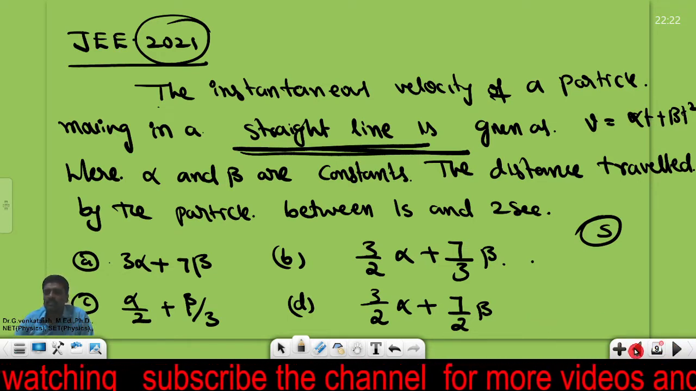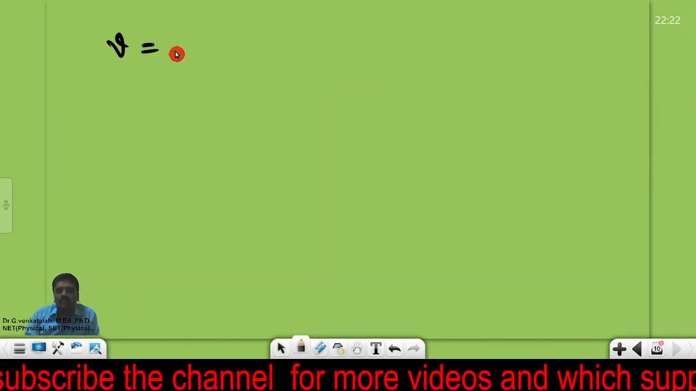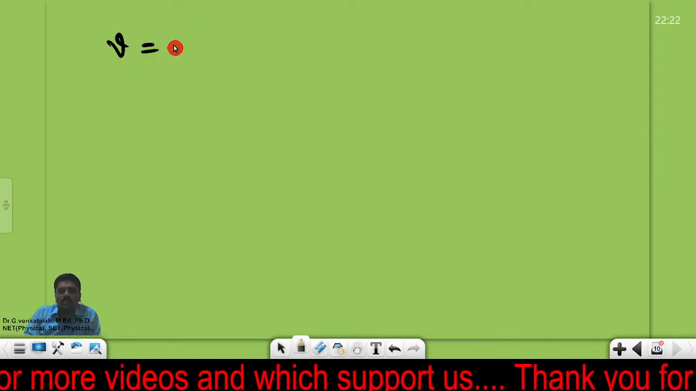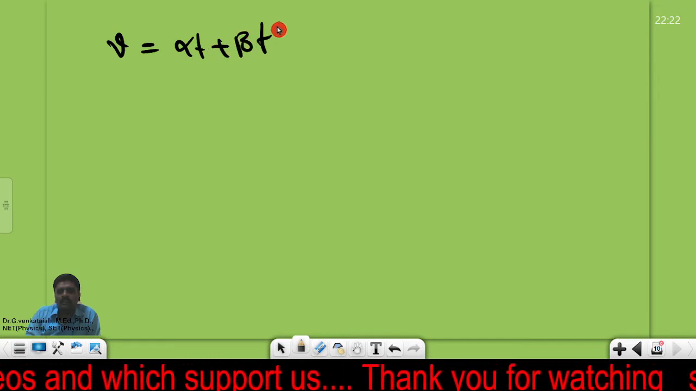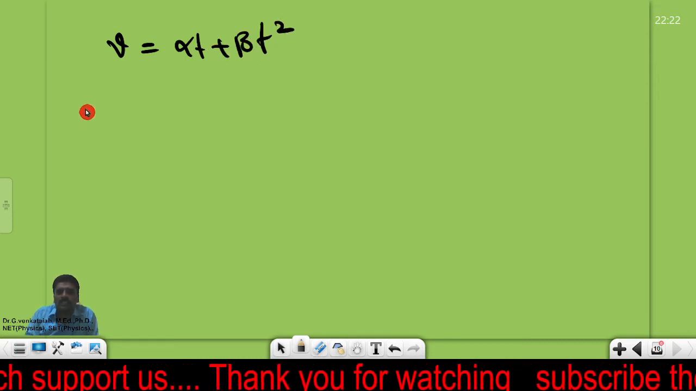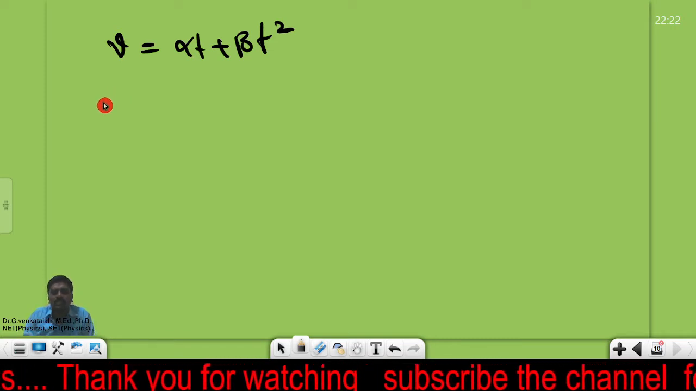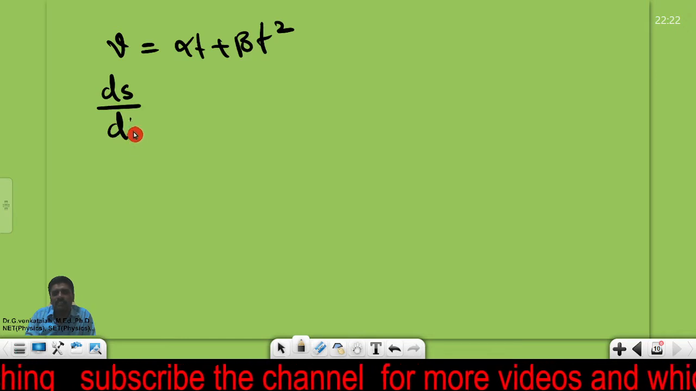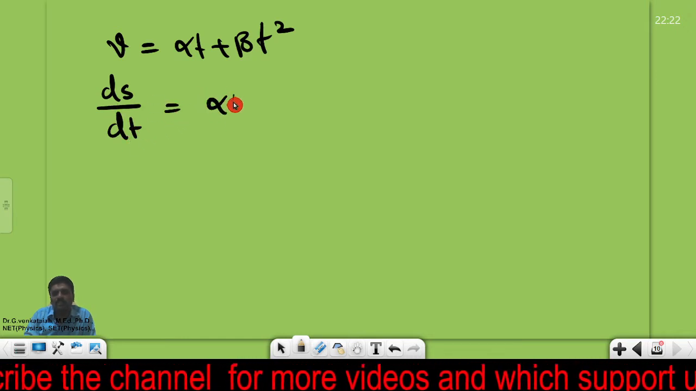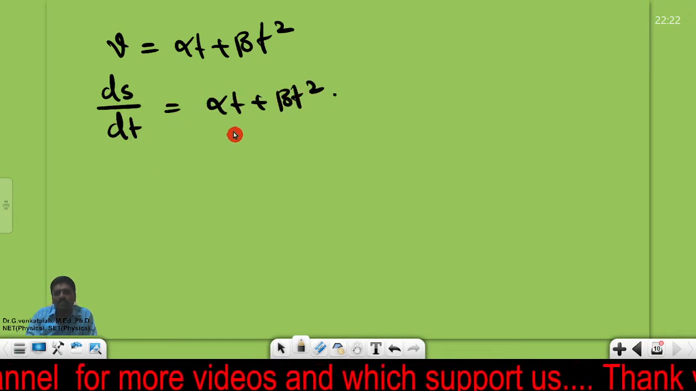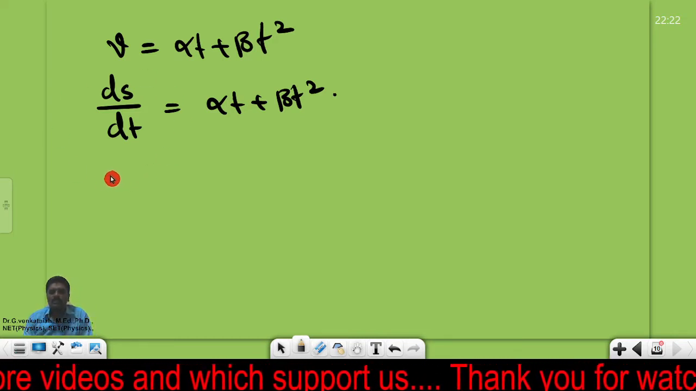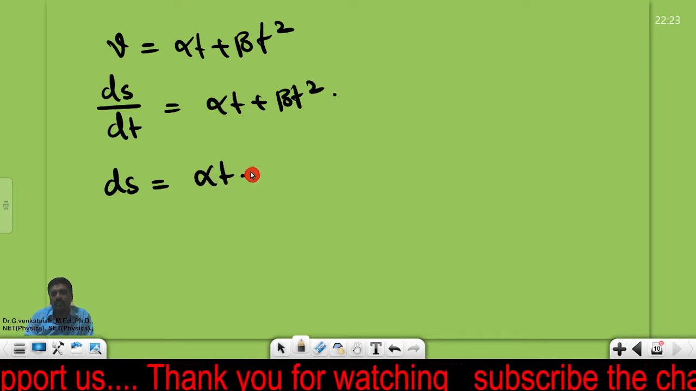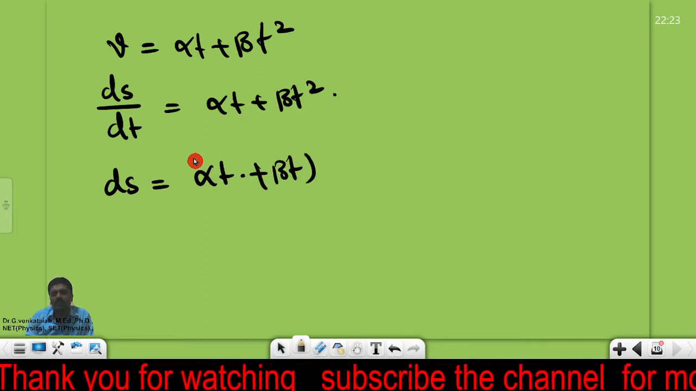Now let me take the velocity of the particle they have given. Velocity of the particle, please remember, is alpha t plus beta t square, where alpha and beta are constants. So what is the velocity formula? It is the rate of change of displacement, that is ds by dt equal to alpha t plus beta t square. Now to get the displacement we need to integrate this equation. So ds is equal to alpha t plus beta t square into dt.